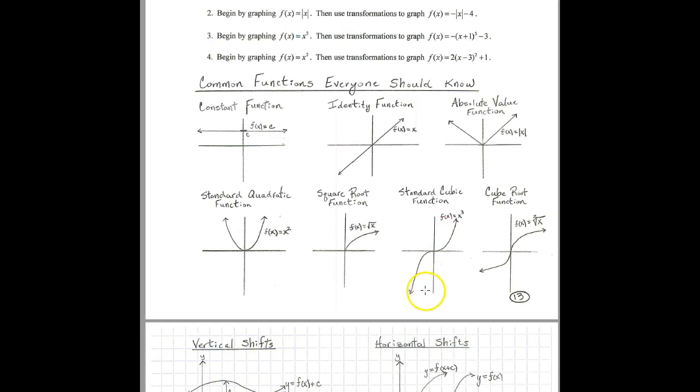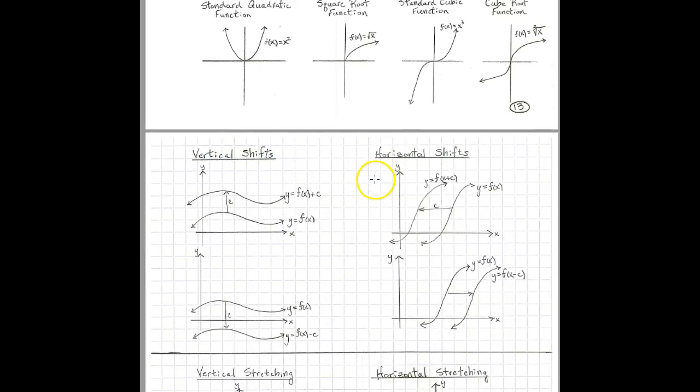x cubed is the standard cubic function. Comes up and goes through the origin like this. And then the cube root of x looks similar to the square root of x on this side, but you can take the cube root of negative numbers, as you know. So it's reflected about the origin because that is an odd function. So it'll be symmetric about the origin. Notice that f of x equals x squared is the best example of an even function. Its reflection is about the y-axis. Those are the standard functions.